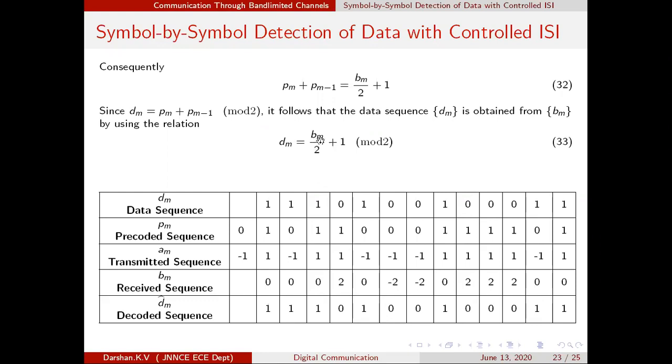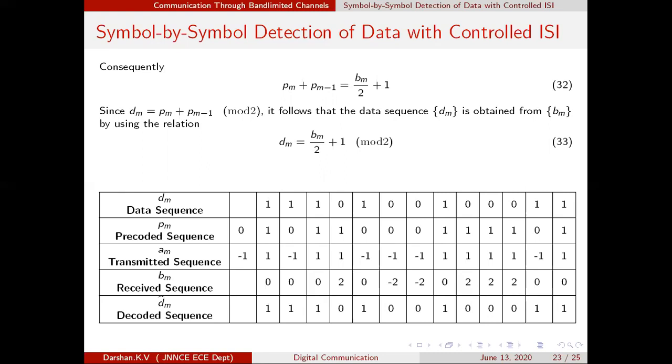Whenever Bm is -2, I am talking. Bm is -2. So -2 by 2 is -1. -1 plus 1 is 0. 0 modulo 2 is 0. Okay. So whenever Bm is 2, again 2 by 2 is 1. 1 plus 1 is 2. 2 modulo 2 is 0. This is how you are supposed to perform the decoding.